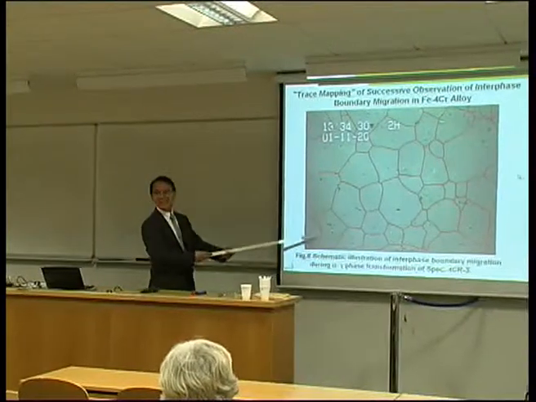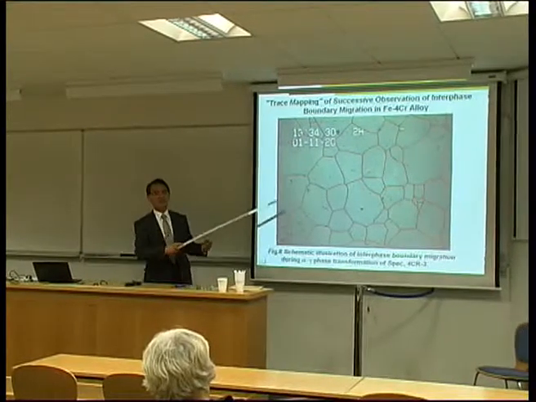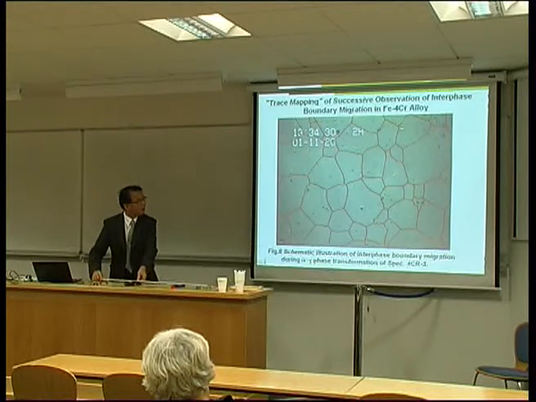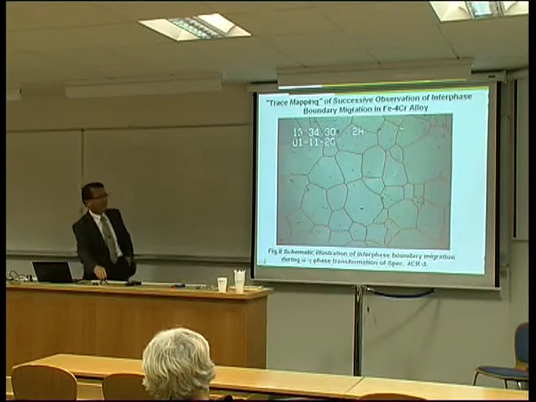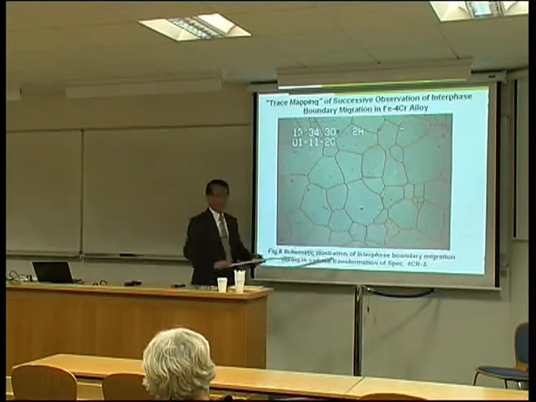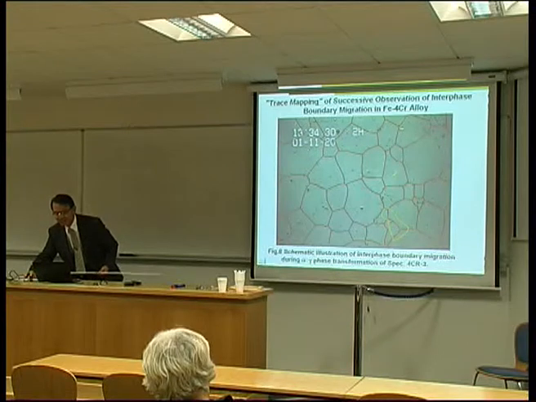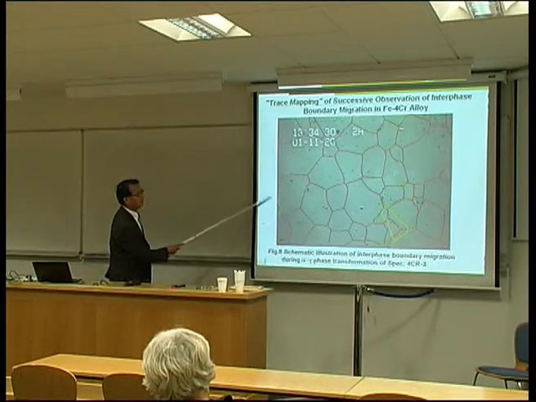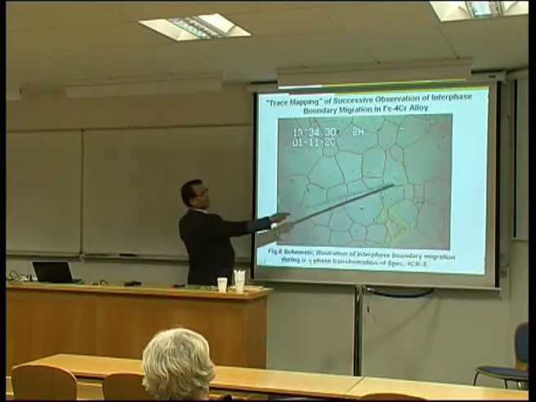The initial grain boundary is already an individual boundary, and we know the character of the individual boundary. And then, here is the first new creation site. And then the interface boundary is expanding, and also another new creation site here, and then also another new creation here.